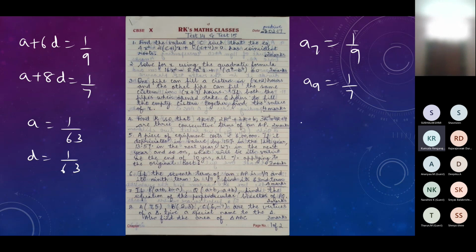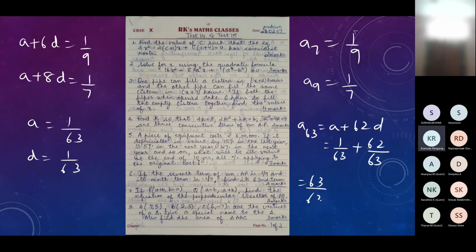So the 63rd term, A63, will be A plus 62D. So A is 1 by 63 plus 62 into D, which is 1 by 63. So that is 63 by 63, which is 1. A63 is 1. Very good.